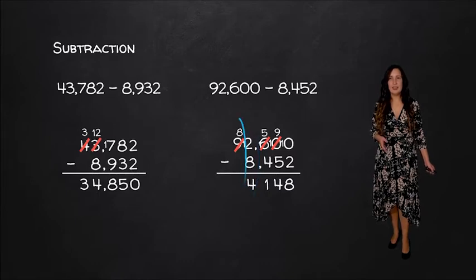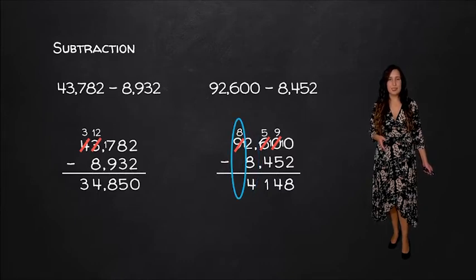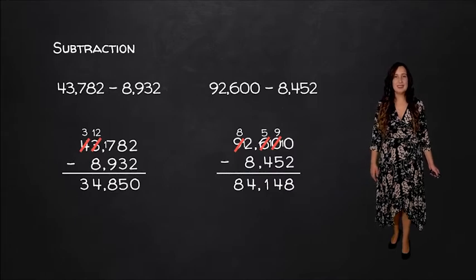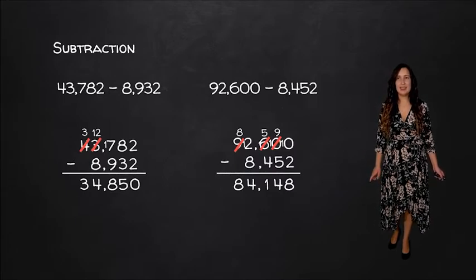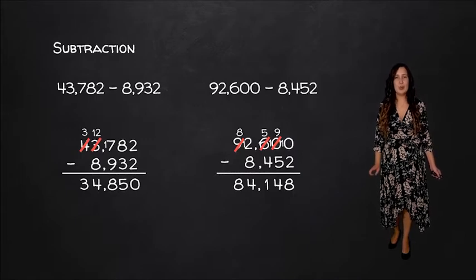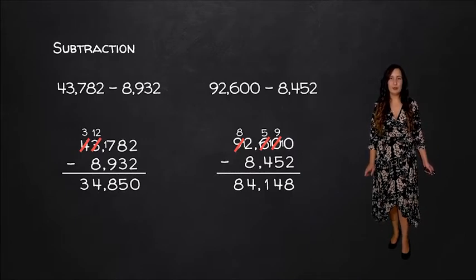And then finally, we're going to move on to that last place value. And 8 minus nothing is simply equal to 8. And don't forget to add your comma. So 92,600 minus 8,452 is equal to 84,148.